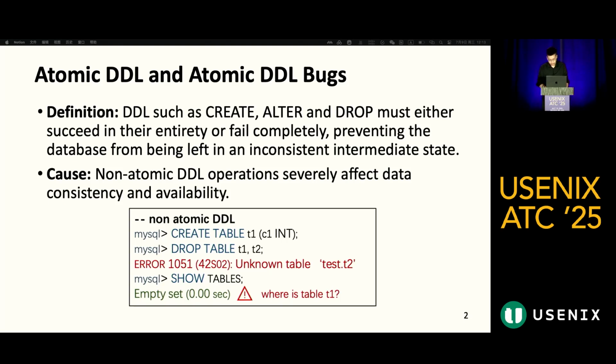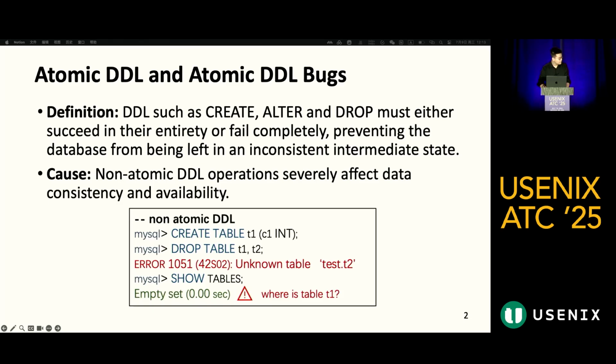Atomic DDL requires that data definition statements such as create, alter, and drop either succeed in their entirety or roll back completely, ensuring the database is never left in an inconsistent intermediate state. This concept emerged because traditional non-atomic DDL operations can severely undermine data consistency and availability.